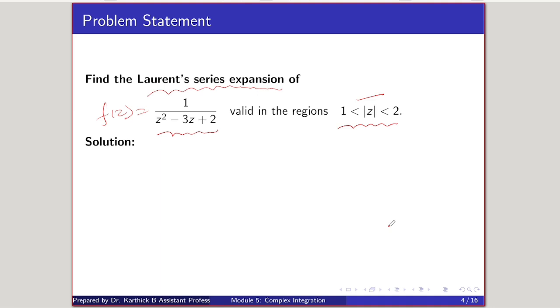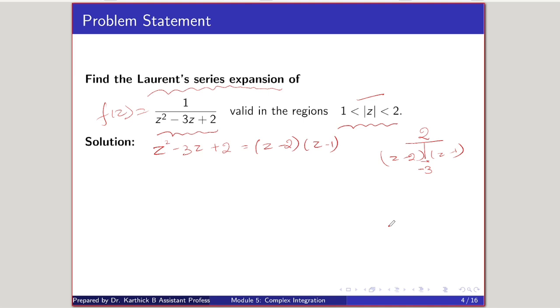First thing, take the denominator and factorize it. On multiplication, I have to get 2, and on addition, I have to get minus 3. So what will be the factors here? z minus 2 and z minus 1: minus 2 and minus 1. If I multiply these, I will get 2, and if I add, I will get minus 3. So these are the factors.